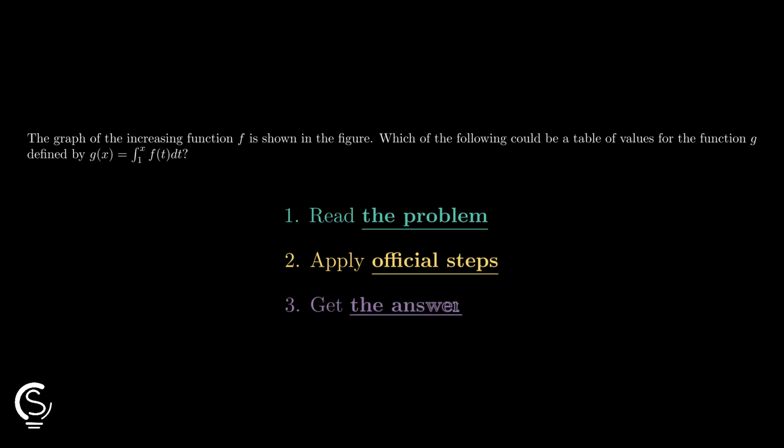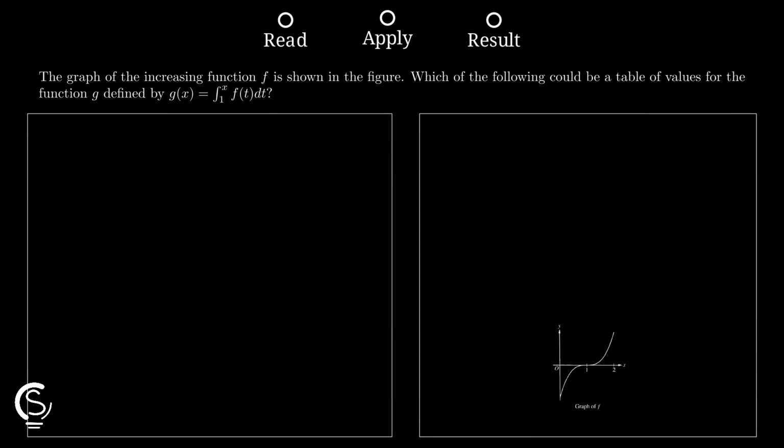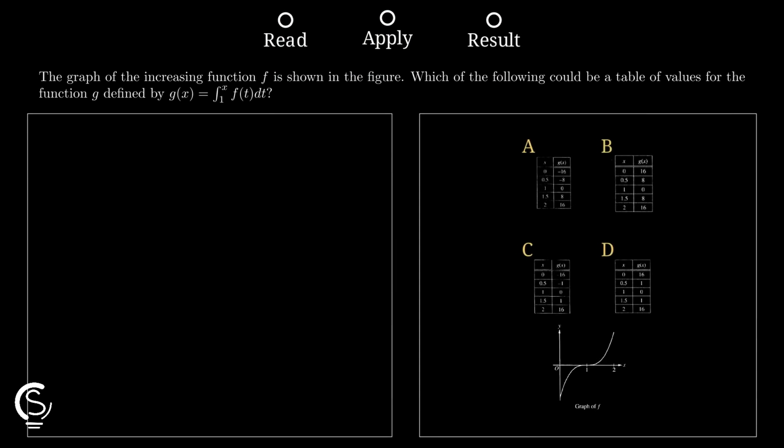Let's level up. Calculus problems like this are actually super fast once you see the trick. We are going to find the correct table for this integral function. Start by looking at the definition of g of x as the integral from 1 to x. This means that when x equals 1, the integral must be exactly 0.